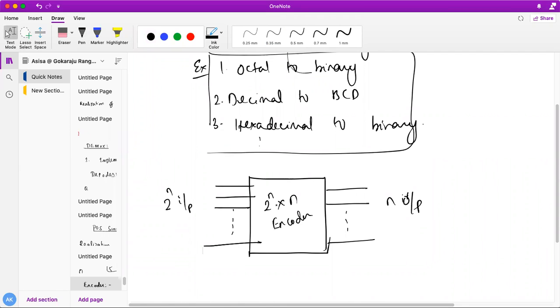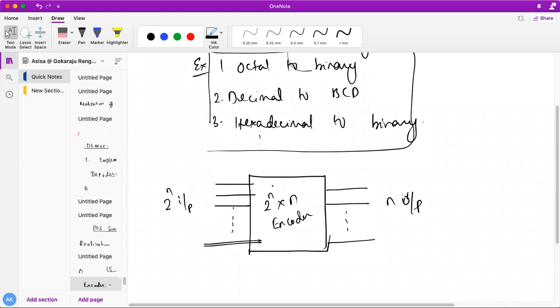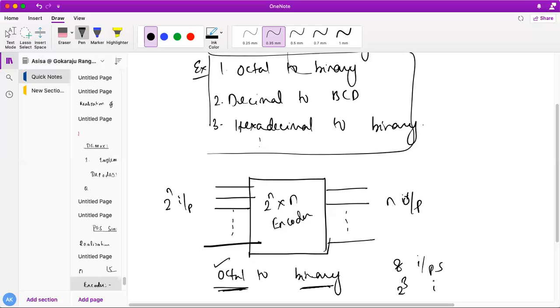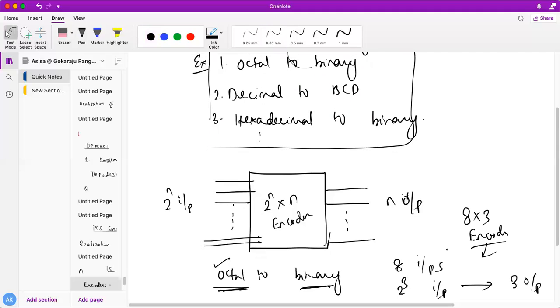Now you see what it actually does. Let's say I have one basic encoder circuit, which is an octal to binary encoder. As I told you, an encoder will convert any code to a binary code, so octal is the code which is converted to binary. Octal means 8 inputs, which is 2 to the power 3 inputs. And how many outputs can you expect? 3 outputs. So octal to binary means an 8 cross 3 encoder. Very simple. Do you all understand it? Is there some issue?